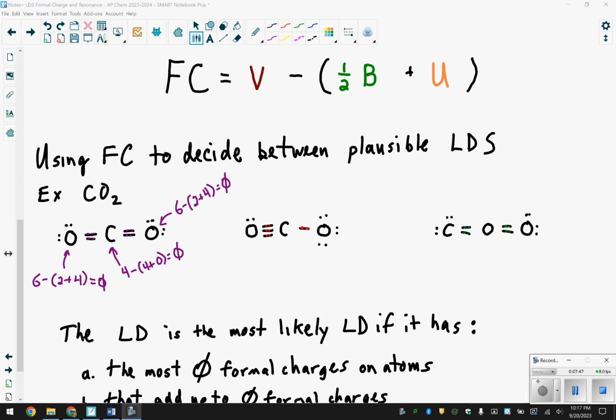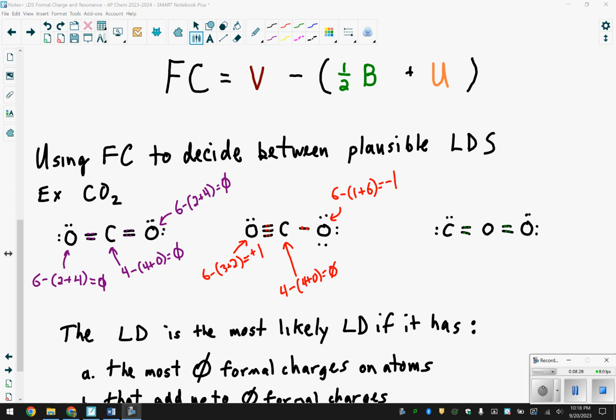All right, guys, let's look at the first Lewis dot structure. Oxygen starts out with 6 valence electrons, has 4 bonded electrons, so divide that by 2, plus the 4 unshared individual electrons. That oxygen has a 0 formal charge. Carbon starts out with 4 valence electrons, has 8 bonded electrons, so divided by 2 is 4, has no unshared, it has a formal charge of 0. This oxygen, bonded the same way as the first oxygen, also has a formal charge of 0.